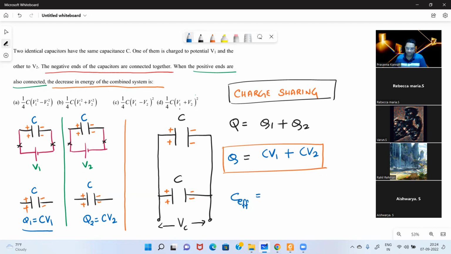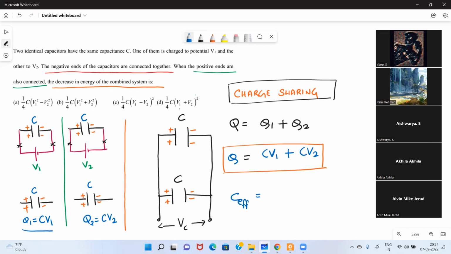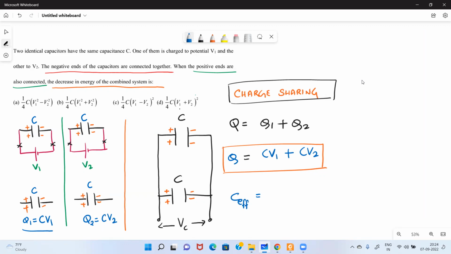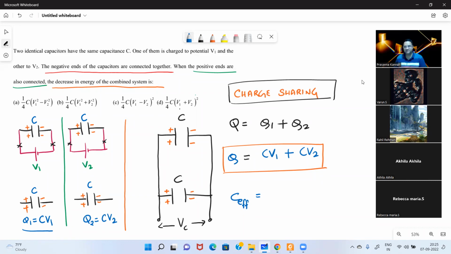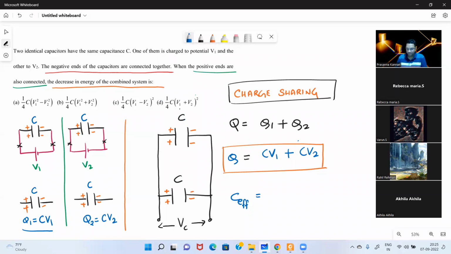Akila, are you there? Sir? Yes, ma'am. What is the effective capacitance? Were you listening? Yes, sir. Yes, Rebecca, tell me, Rebecca, what is the effective capacitance? You've done it many times. Yes, sir. Like C1 plus C2. Yeah, so that is C plus C, which is 2C. 2C.